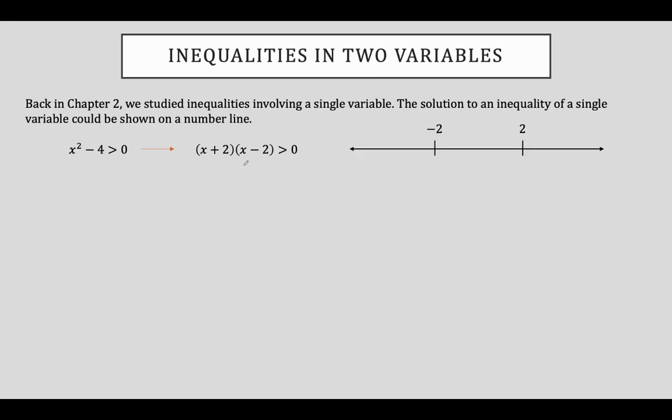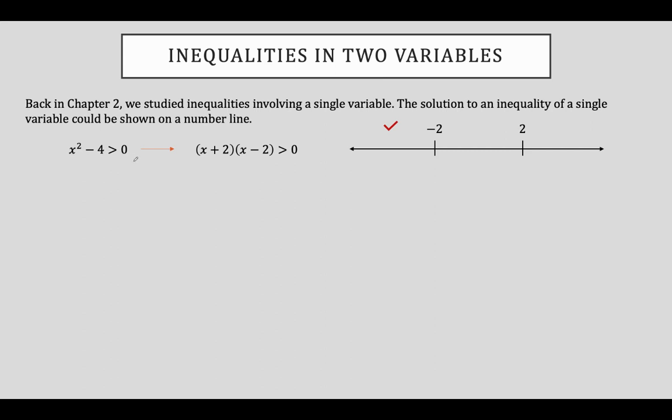on a number line, and we would choose test points on either side of the critical points, in between each critical point, to plug into the original inequality. If we tested, say, -3, we plug that in, -3 squared is 9 minus 4, which is greater than 0. That made our inequality statement true. We put a little check mark above that region. We tested a point between -2 and 2, say, 0. If we plug in 0, we get 0 minus 4 is greater than 0.